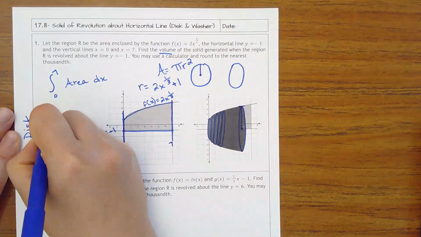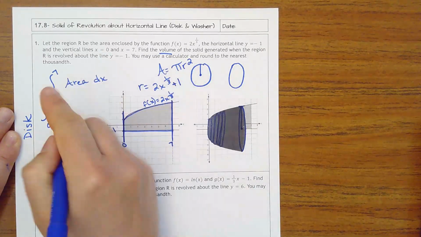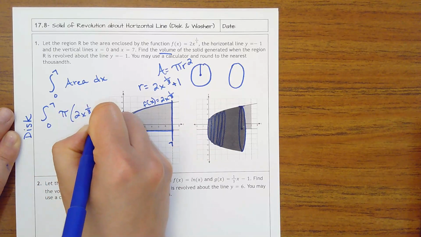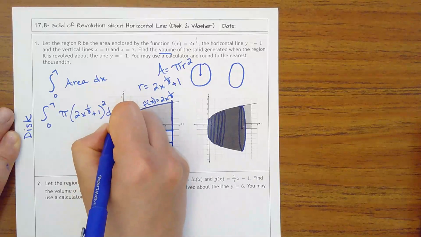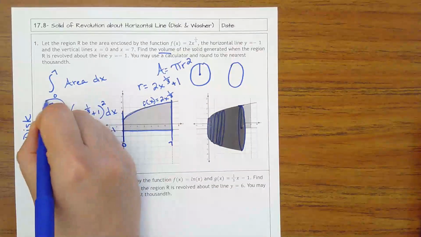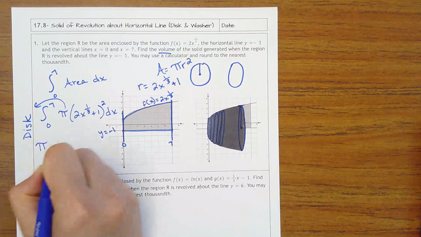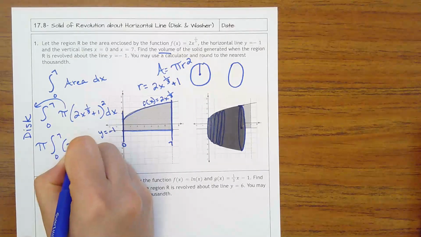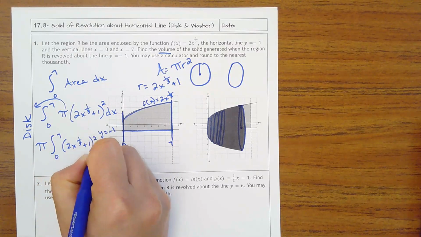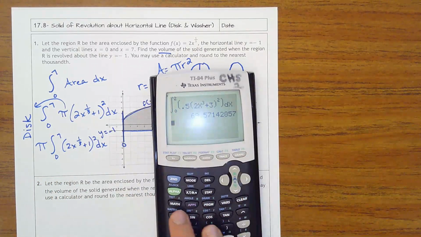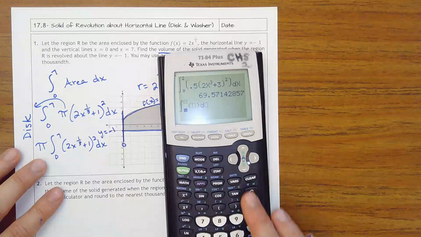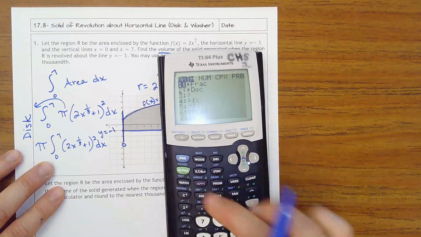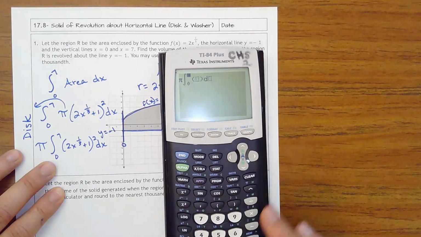So all I've got is from 0 to 7 of my area, which is pi times the radius squared with respect to x. Now what you could do is go ahead and take pi out since it's a constant and put it in front, but it's up to you how you want to do it. And then just put it on your calculator. Math 9. Oh, see, I already forgot to put pi. Let me do that first. Pi, and then you can hit times, or you don't even have to do that. Pi, and then 0 to 7.